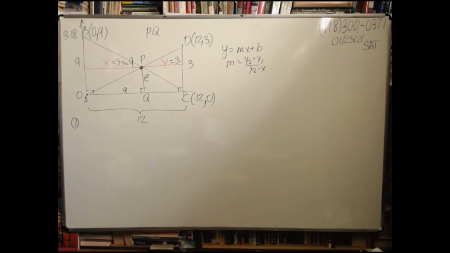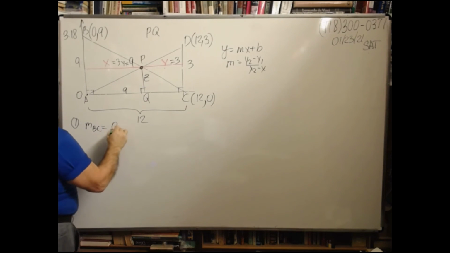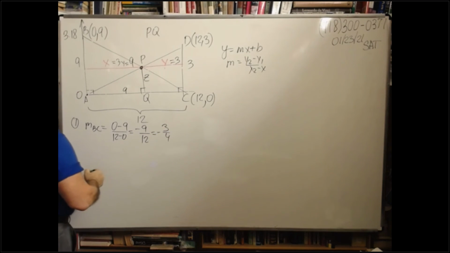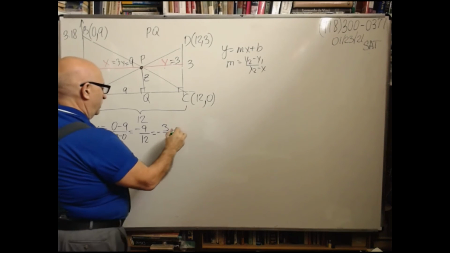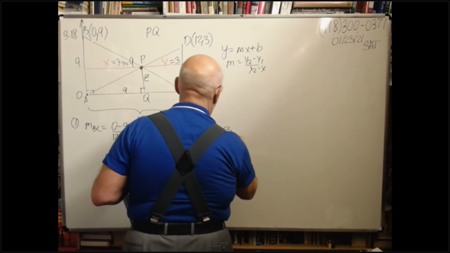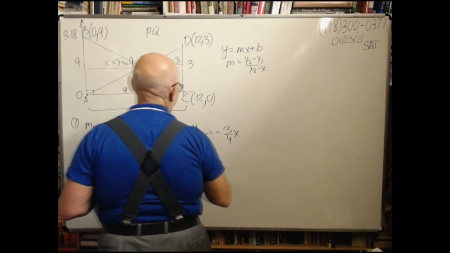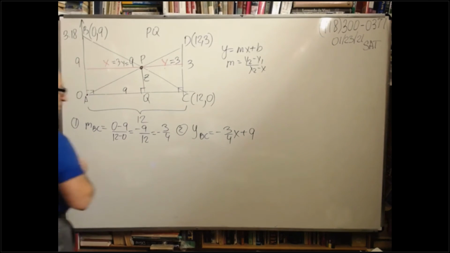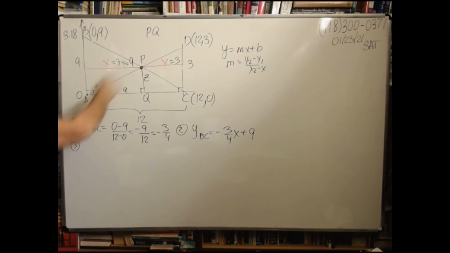Now, since you have everything, you can find the slope of BC. Look at this: x1, y1, x2, y2. 0 minus 9 divided by 12 minus 0. It's negative 9 over 12, which is negative 3 over 4. Excellent. So step number 2. The line BC: y equals negative 3 over 4 x plus b. b is 9. Good. Step number 3. In the same manner, you can find the slope of this line, AD.